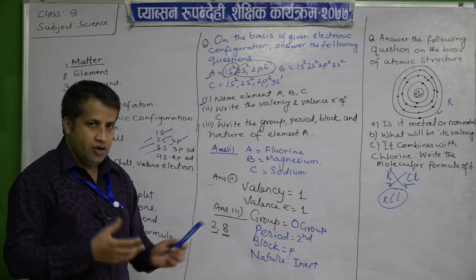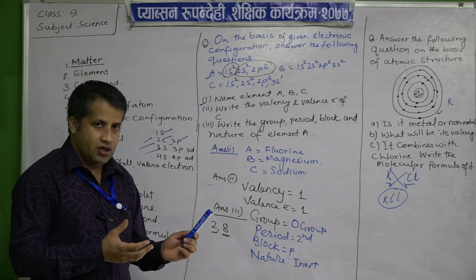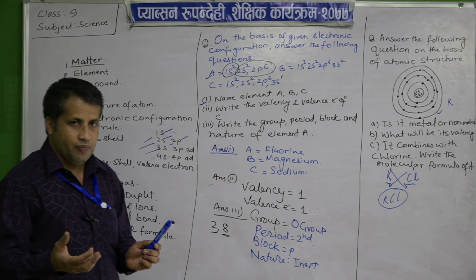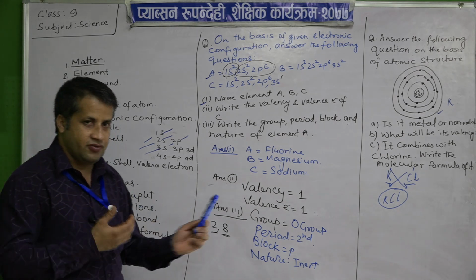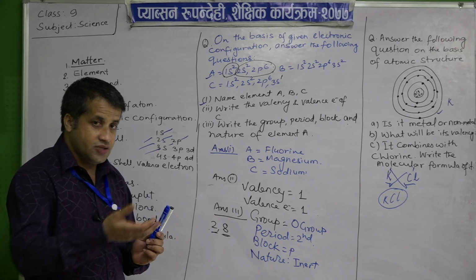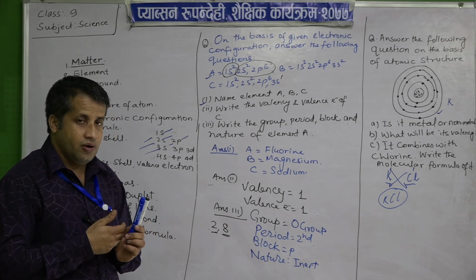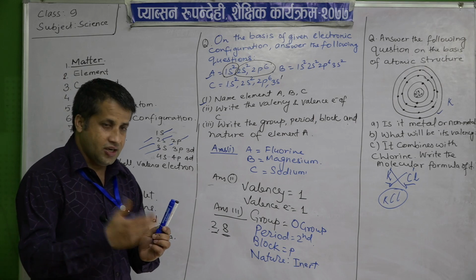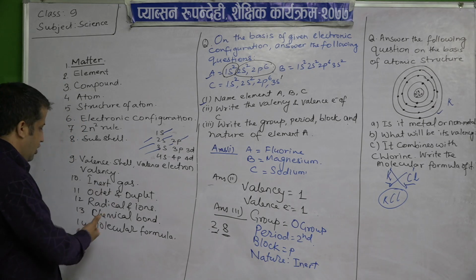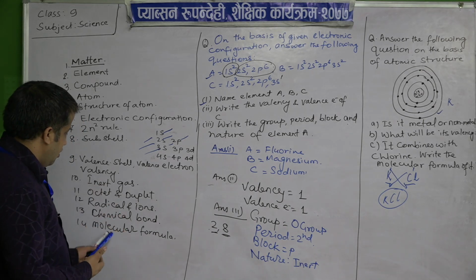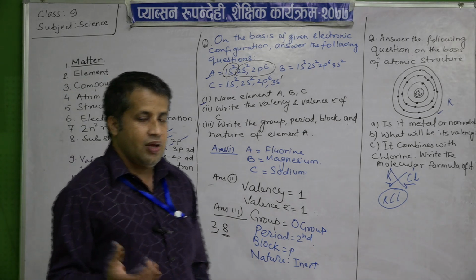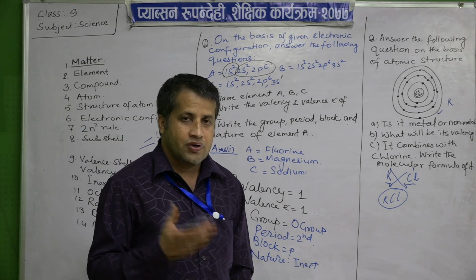Electrostatic force may be there or intermolecular force may be there according to the bond, that is ionic compound or covalent compound. Ionic compound is formed by the transfer of electrons, whereas the covalent bond is formed by the sharing of electrons. That also we have discussed. Coordinate bond, about that also we have discussed. And the last topic that we have studied is the molecular formula and how to calculate the molecular formula by the crisscross method, also we have discussed.